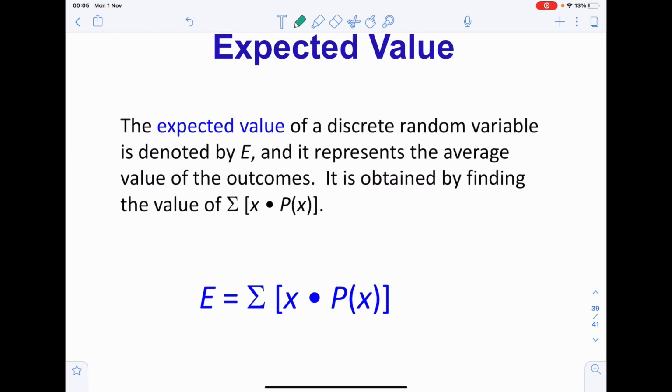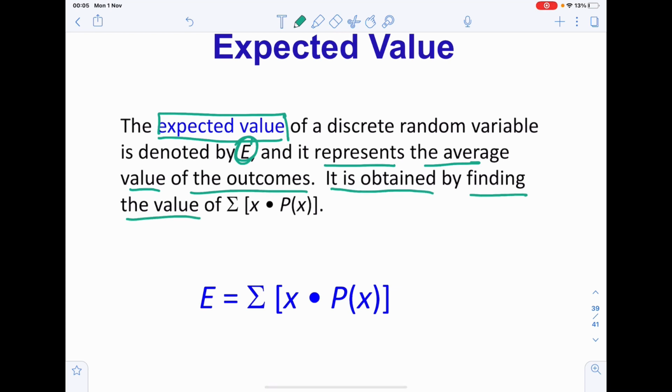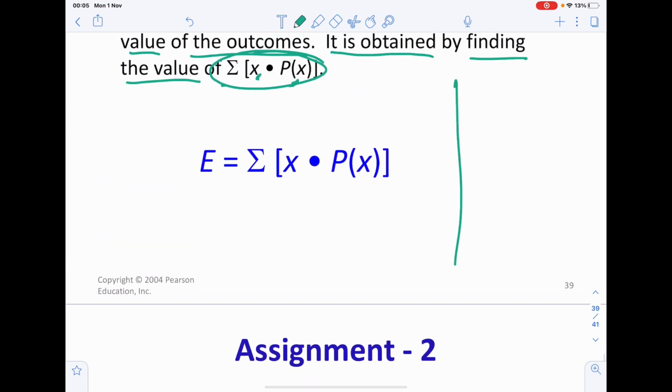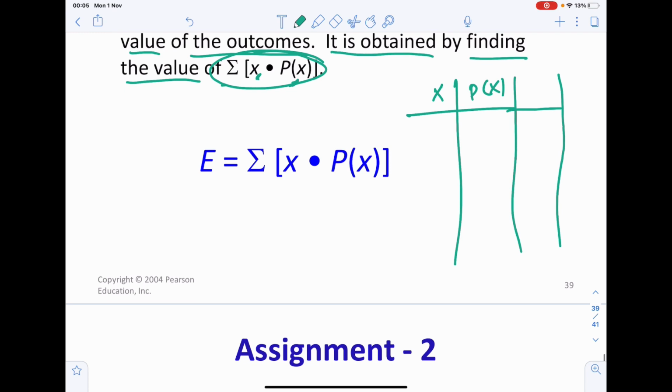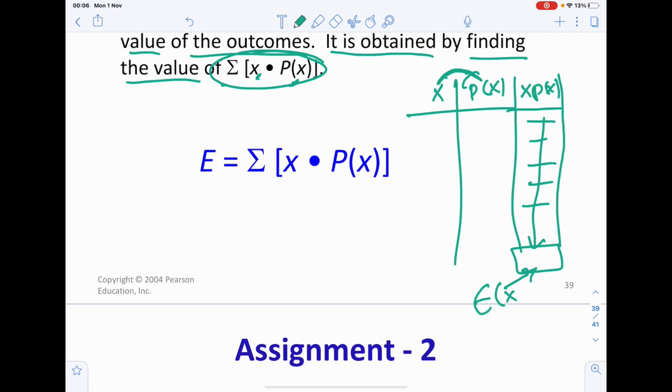Okay, what is the expected value? The expected value of a discrete random variable is denoted by E, and it represents the average value of the outcomes. It is obtained by finding the value of X times P of X. How do we calculate this expected value? We multiply each value of X by its P of X and then take the sum. When we have the values of X here and the values of P of X here, we create another column and multiply each X by its P of X. Then we add these values together and this gives us the expected value of X.